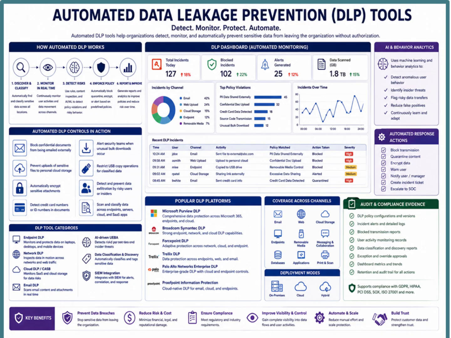The process usually starts with discovering and classifying sensitive information across endpoints, servers, cloud platforms, email systems, and business applications. Once the data is identified, the DLP platform continuously monitors how that information is used, transferred, shared, or stored. The dashboard shown here provides real-time visibility into security events, including blocked incidents, alerts generated, policy violations, and the amount of data being scanned across the environment.